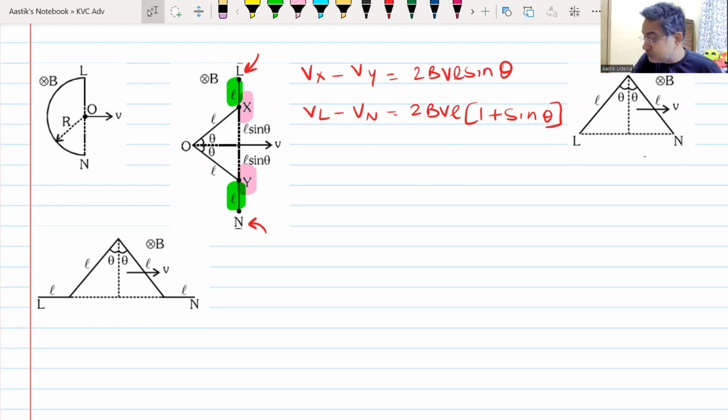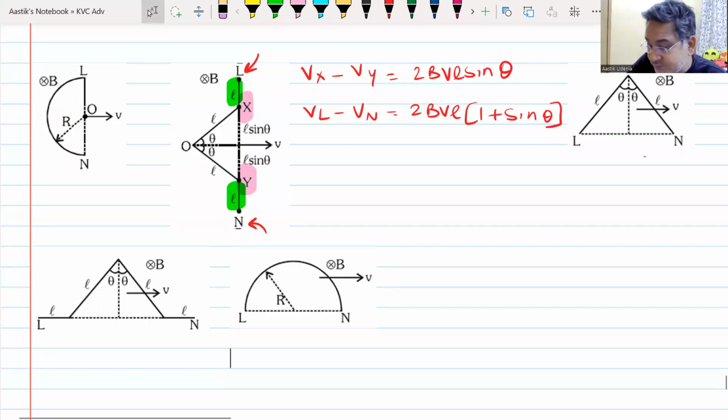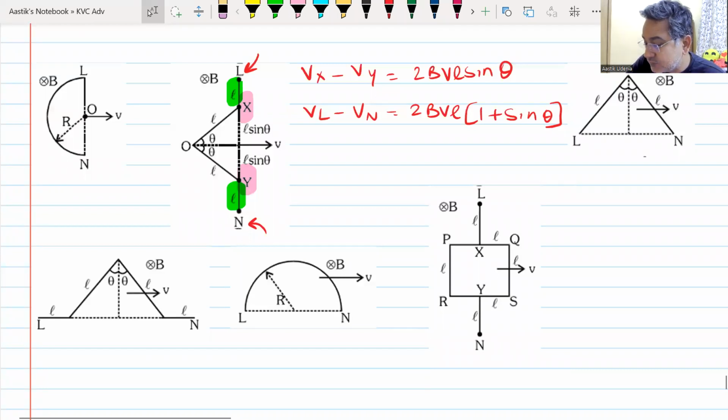We understood. What about this one, the next one? What is the potential difference between L and N? 0, sir. Are we able to understand this? Yes. This one. What is the potential difference between L and N? BV3L, sir.